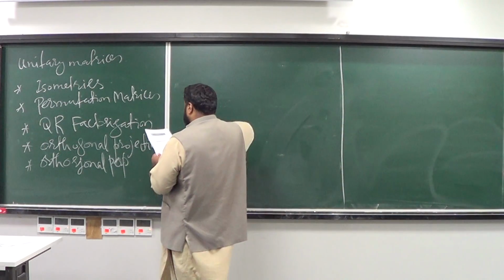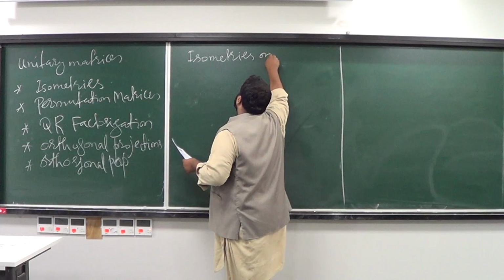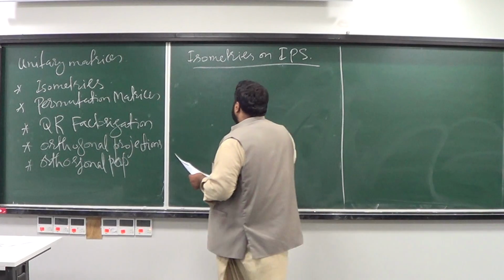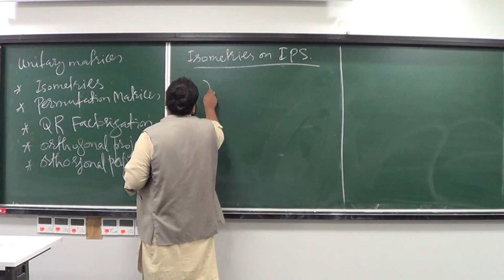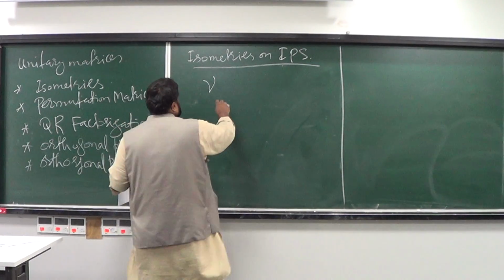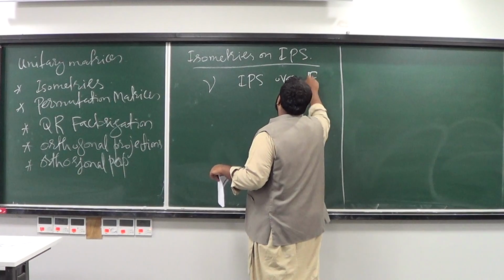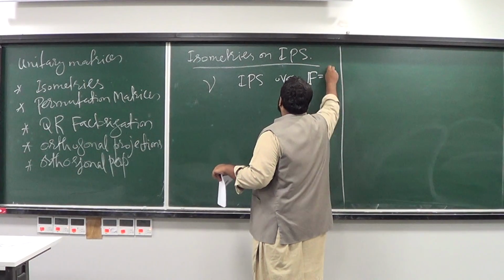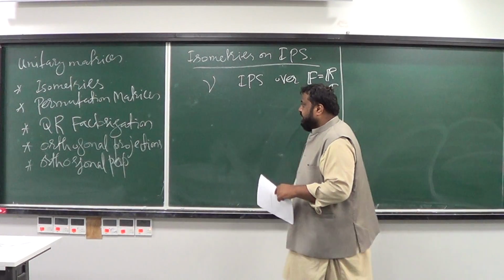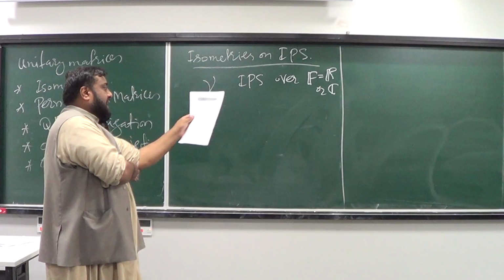Alright, so I'm going to start with isometries on inner product spaces. So I'll define isometries on an inner product space. I'm going to always consider in this lecture by V, calligraphic V, an inner product space over a field F, and this field may be R, or it could be the set of complex numbers. So this is fixed for our upcoming discussion, probably for the entire lecture.